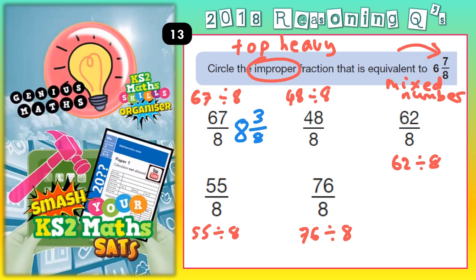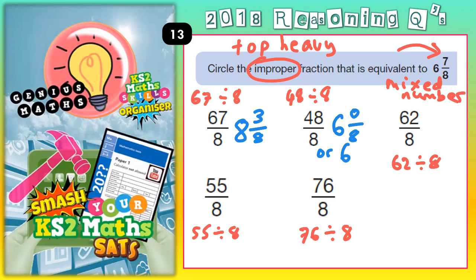Okay? 48 divided by 8 is exactly 6, because 6 eights are 48, and there's nothing left over. You could say remainder 0, and because we're dealing with 8, it's 6 and no eighths. But 6 and no eighths is just basically the same as 6. Okay? 62 divided by 8.